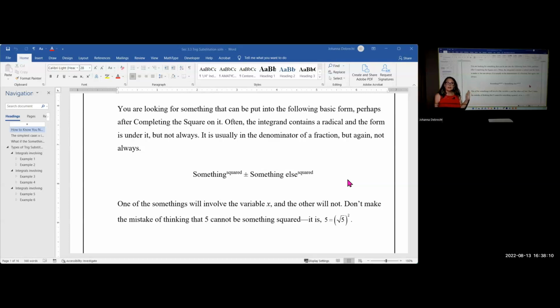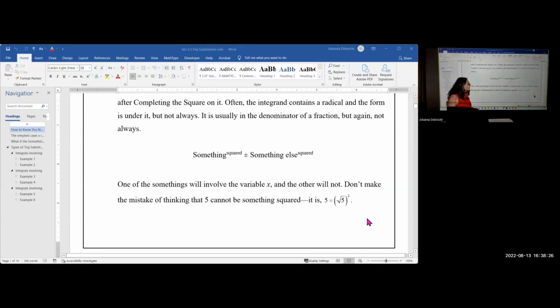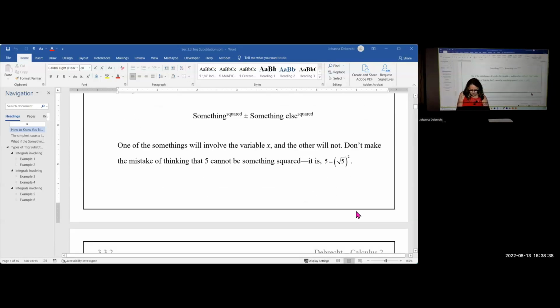Sometimes it's not in the denominator, sometimes it's not under a radical. But it always does have this pattern that can be written as something squared plus or minus something else squared. And again, this reminds us of the Pythagorean theorem. Now, remember, like I said before, that all constants can be thought of as something squared. You just take the square root of it and square it, and that makes it into a perfect square, even if it's not a perfect square.